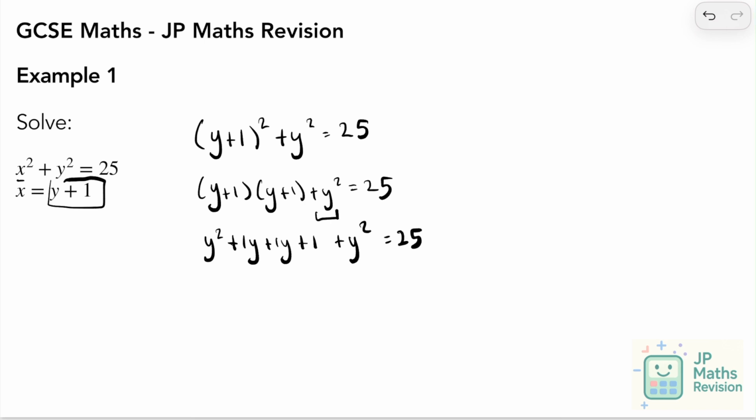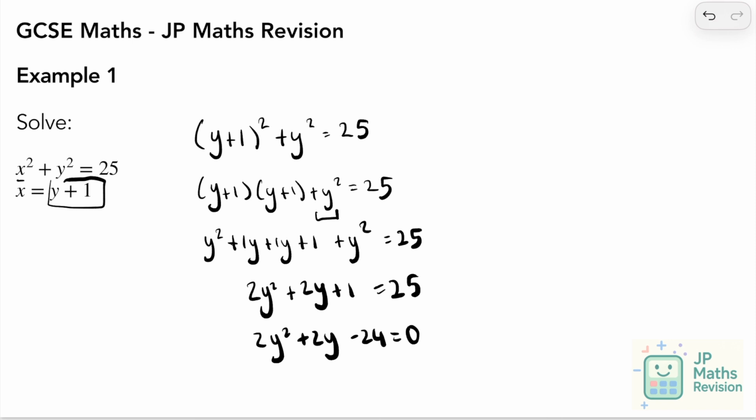Now I'm going to simplify the left-hand side. I've got two y squared terms, and then plus 2y plus 1 equals 25. Now this is resembling a quadratic equation, and to solve quadratic equations, they need to be equal to 0. So I'm going to minus 25 from both sides. I end up with 2y squared plus 2y minus 24 equals 0. Because each of the terms is divisible by 2, I can divide each of them by 2. So I end up with y squared plus y minus 12 equals 0.